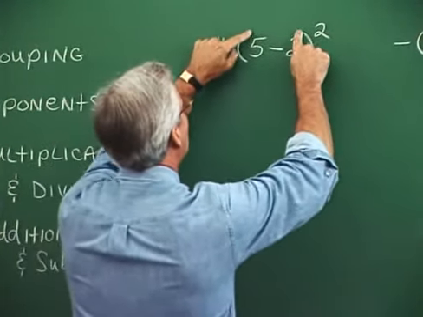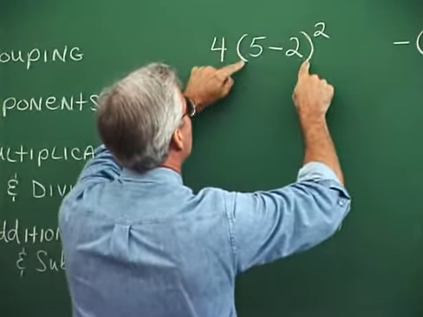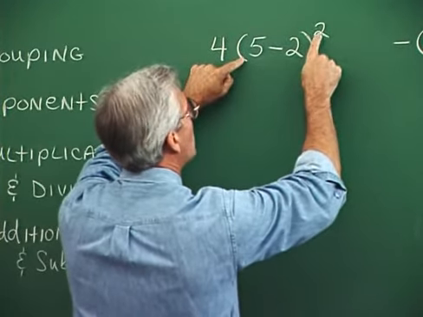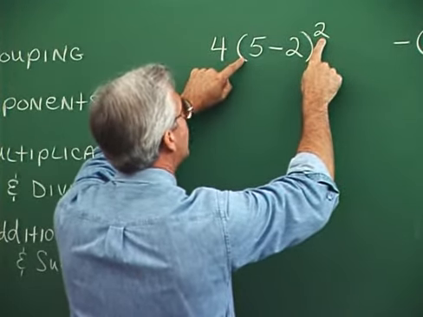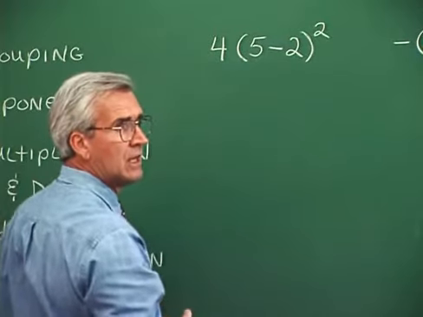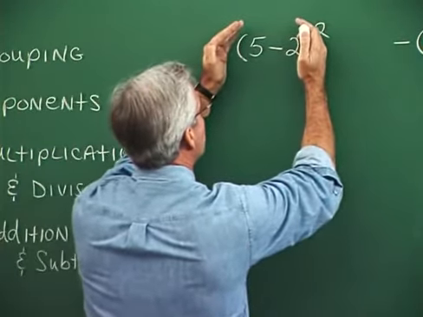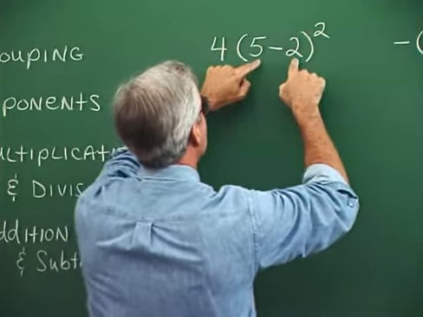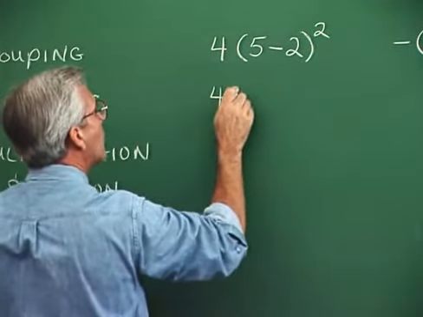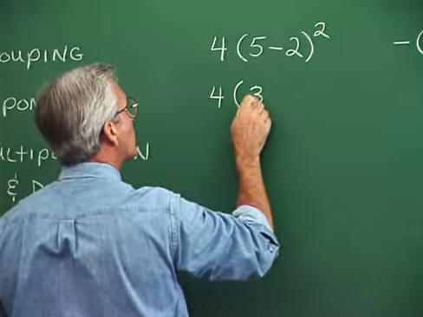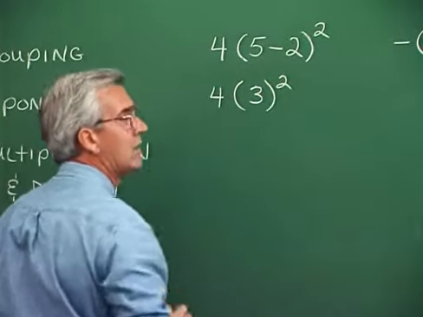So we have the grouping. We're thinking of this as a grouping symbol. We also have an exponent applied here, and we have a multiplication. Now, to decide what to do first, the parenthesis says do this first. Work within the parenthesis first. So we're thinking 4 times 5 minus 2 is 3, and we bring down that exponent.